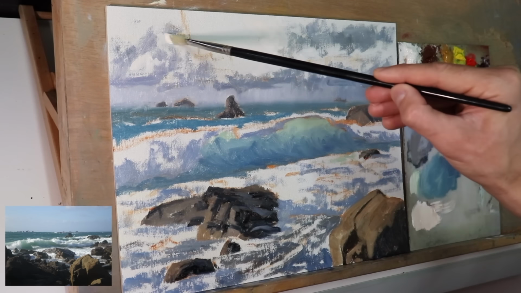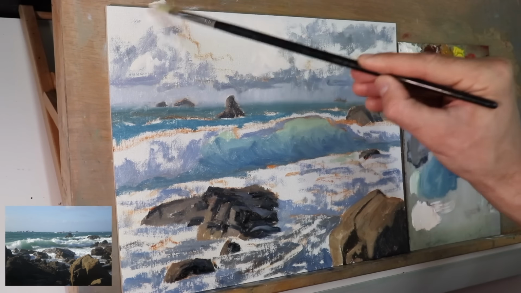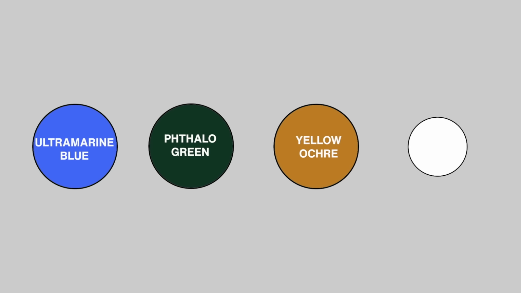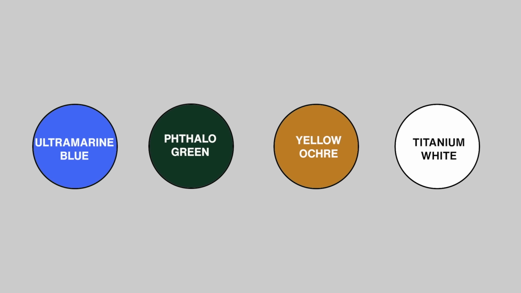So if you're ever unsure of what colours to use to mix a nice turquoise blue ocean colour, then ultramarine blue, phthalo green, a little yellow ochre and titanium white works really well.